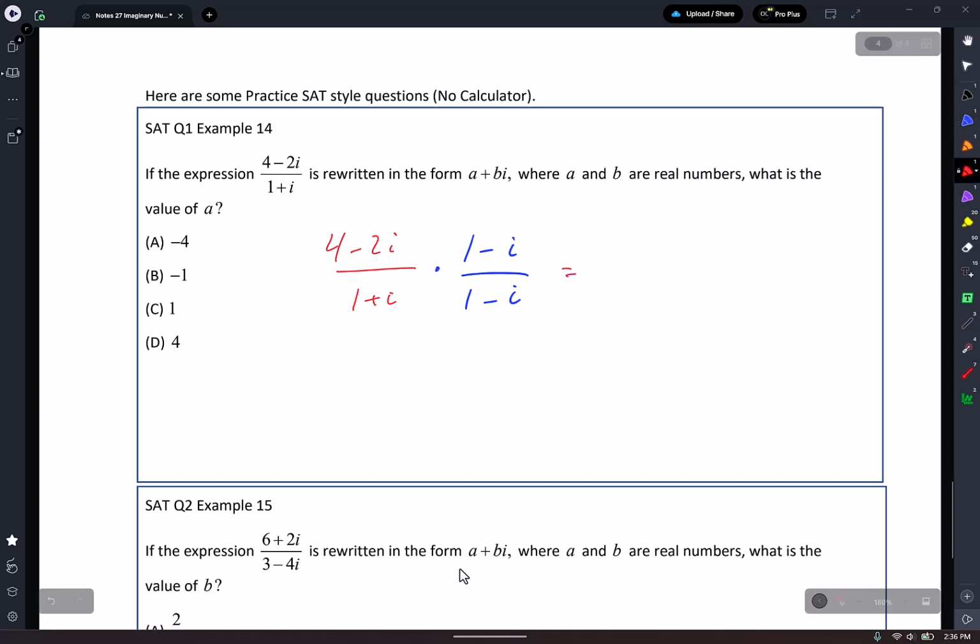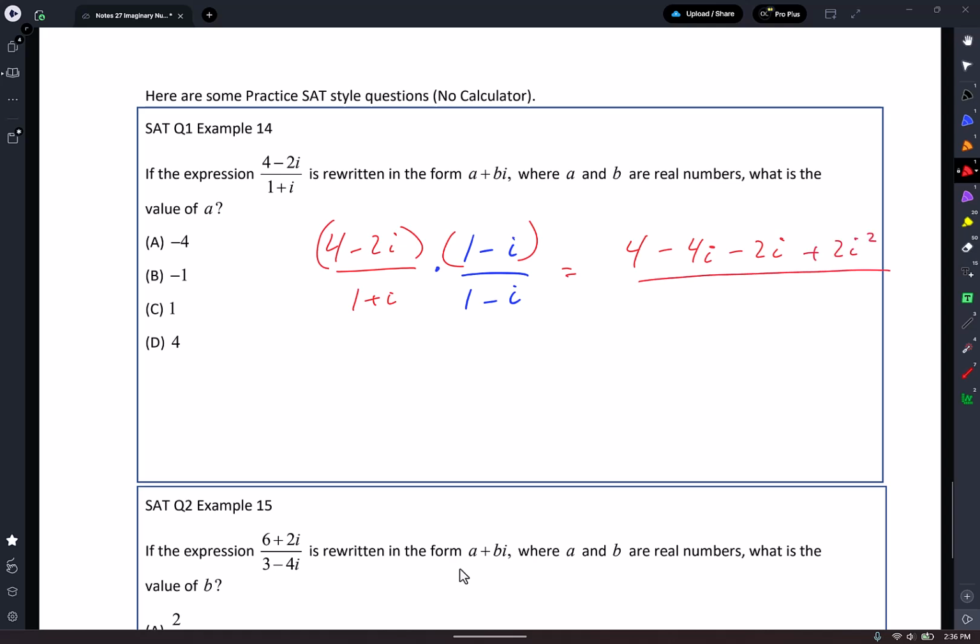So let's multiply the numerator here. 4 times 1 is a 4. 4 times negative i is a minus 4i. Negative 2i times 1 is a minus 2i. And negative 2i times a negative i is a plus 2i squared. All over, and in the bottom, you're going to get 1 minus i squared. We're still okay, guys?